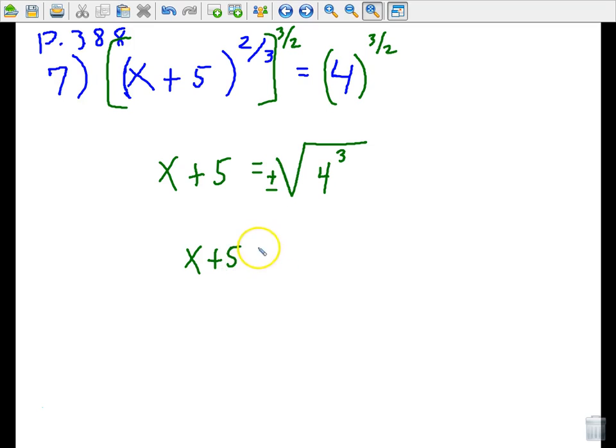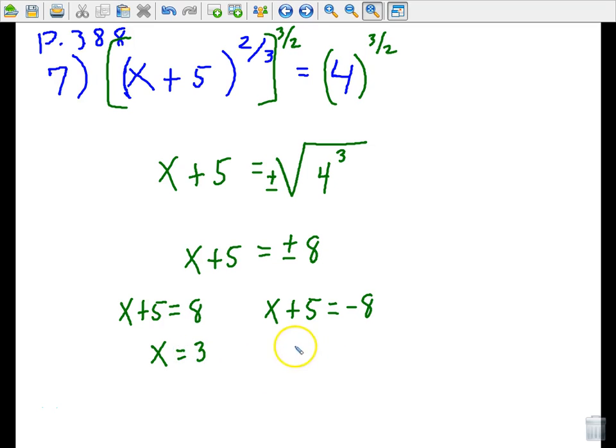So we have x plus 5 is plus minus 8. Everybody see that? Square root of 64. So I'm going to get 2 answers. Just basically, it's like solving 2 different equations. X plus 5 is positive 8, and x plus 5 is negative 8. So my answers are going to be positive 3 and negative 13.